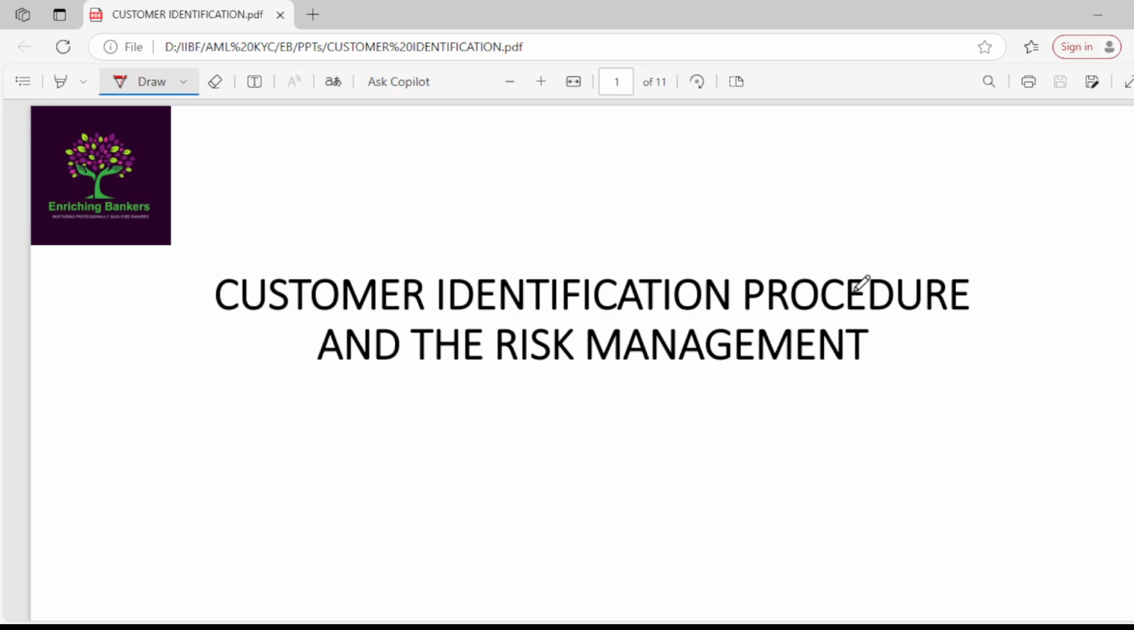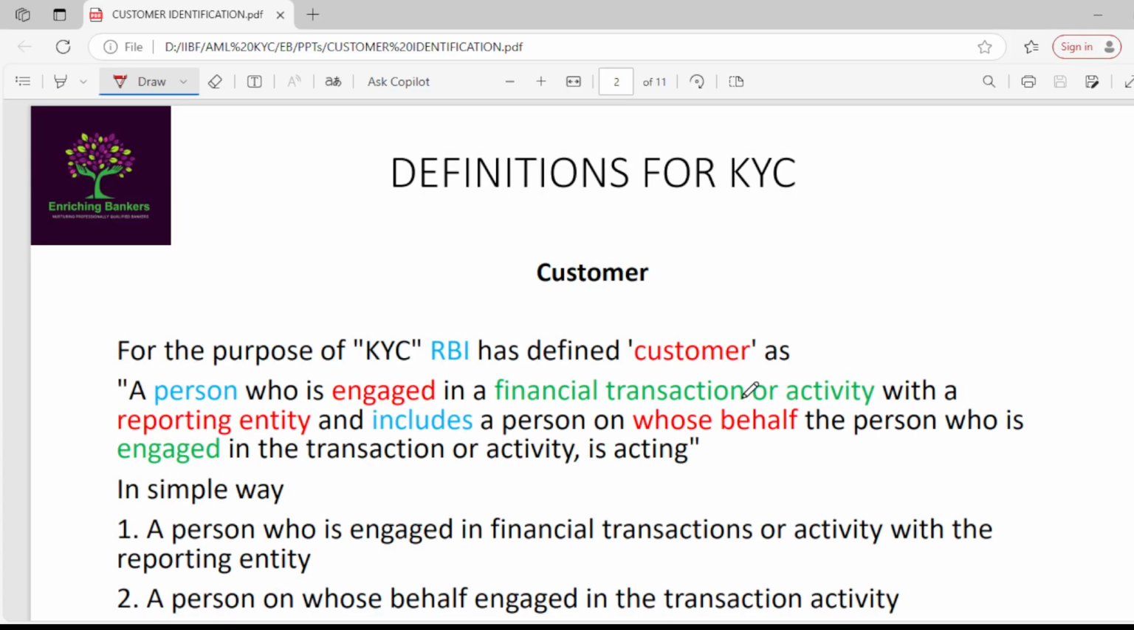This topic is customer identification procedure and the risk management. In this topic, definitions are given for some words for the purpose of KYC. First word is customer. For the purpose of KYC, RBI has defined customer. So who defined the customer here? RBI has defined the customer for the purpose of KYC.